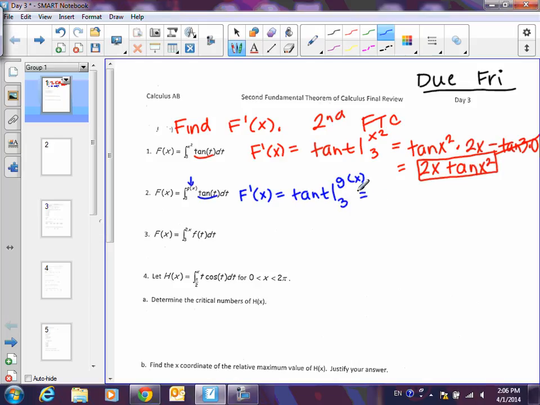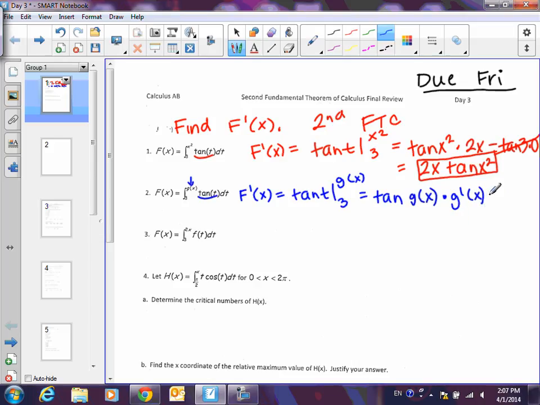Now, when you plug this in, don't think too hard about this. Don't think, oh, this is weird, I haven't done this before, I don't know how to do it. Just plug in g of x for t. So that would be tangent of g of x times the derivative, which would be g prime of x. Good.